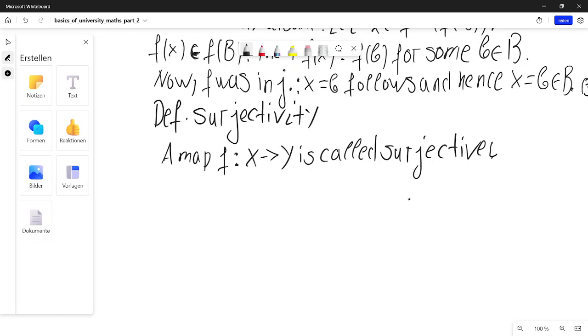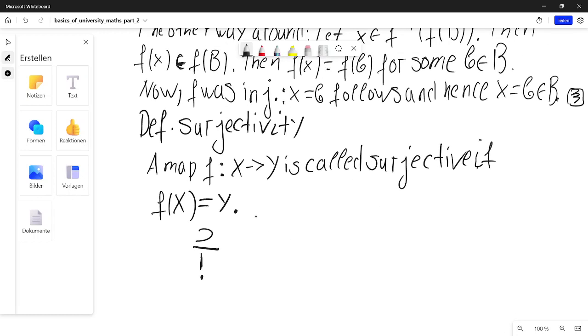If f of X, that is the image of X, is actually Y. Well, f of X is of course a subset of Y because that is where we map to, right? This is just exactly all the images of elements in X, and they are all in Y, so this direction is immediate. But we also now want to have this direction, that every element of Y is actually of this form. And this is called surjectivity.